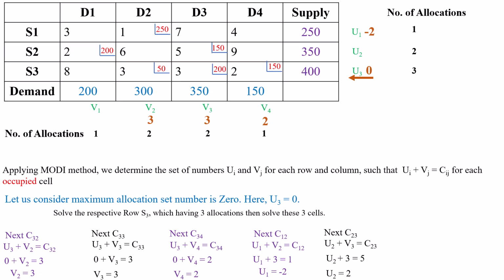Next we have to solve C23. The relation is U2 plus V3 equal to C23, and V3 value is 3 and C23 value is 5, so U2 value will become 2. And finally I have to solve C21 to determine the V1 value. So the relation is U2 plus V1 equal to C21. Substitute C21 value and U2 value, then V1 value is 0.